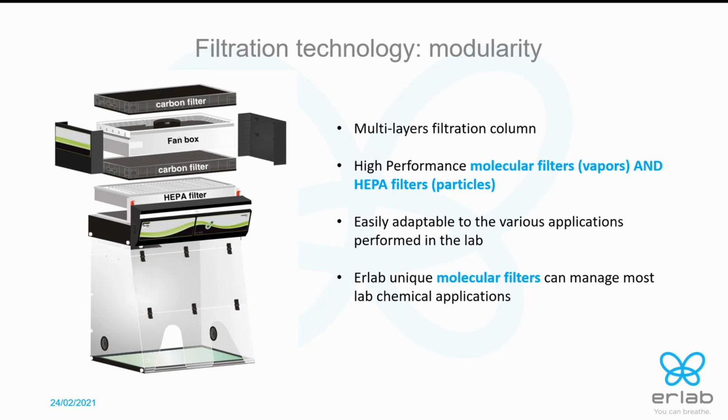And the molecular filtration, the one that uses carbon filters, is meant for pollution coming from liquid chemicals that emit vapors. So we can see that it is possible to configure the column in a way to cover different needs, if we only deal with liquids or if we deal with liquids and powders.